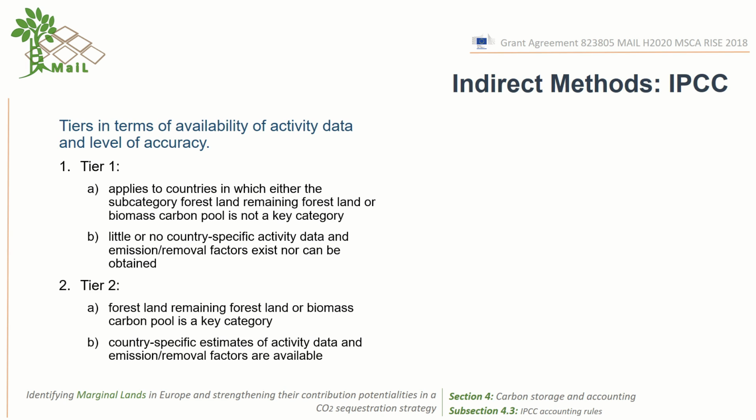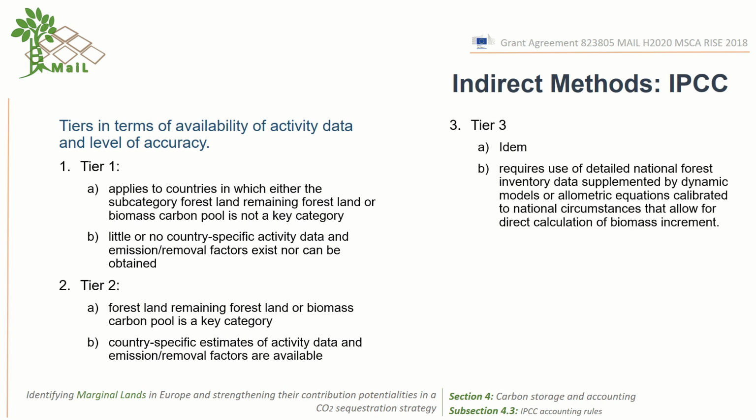Tier 2 applies to countries where forest land, remaining forest land, or carbon pool is a key category, and country-specific estimates of activity data and emission removal factors are available. Finally, Tier 3 requires the use of detailed forest inventory data supplemented by dynamic models or allometric equations calibrated to national circumstances that allow for direct calculations of biomass increment.